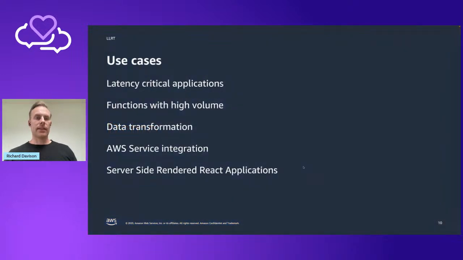So when is this good to use? This is good to use for latency critical applications. It's also good to use with functions that have extremely high volume that sit in front of everything else, for instance, a Lambda authorizer, typical use case.